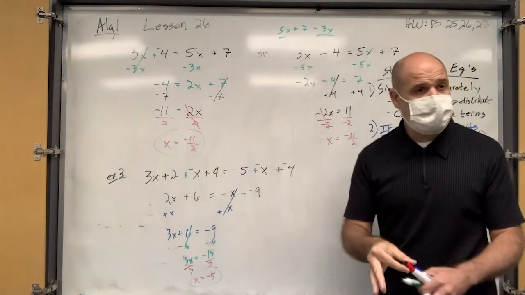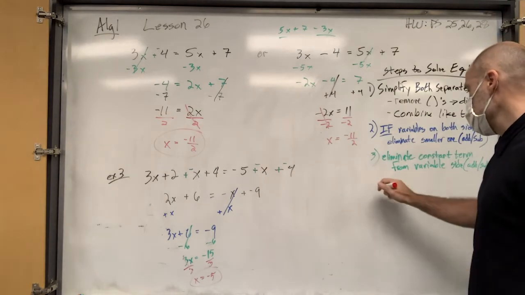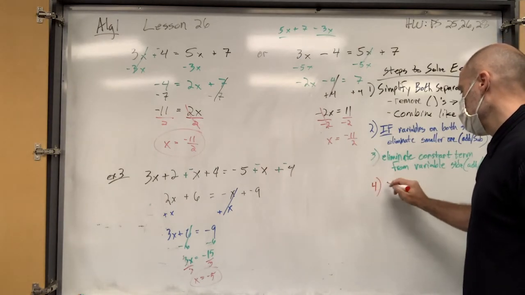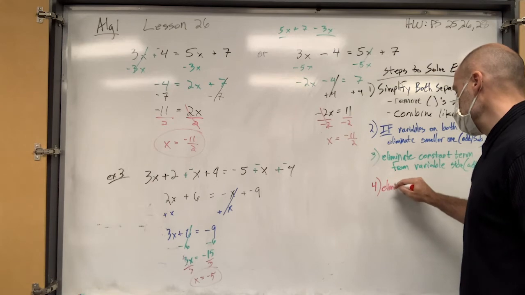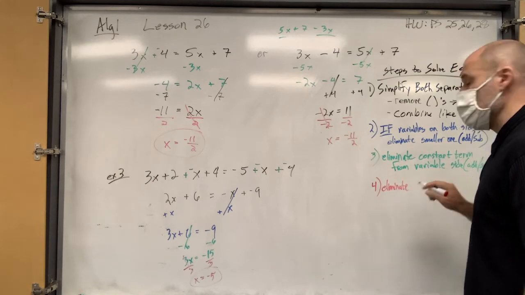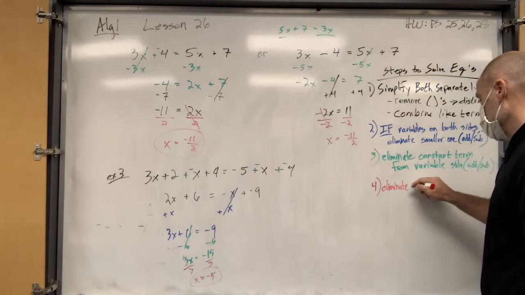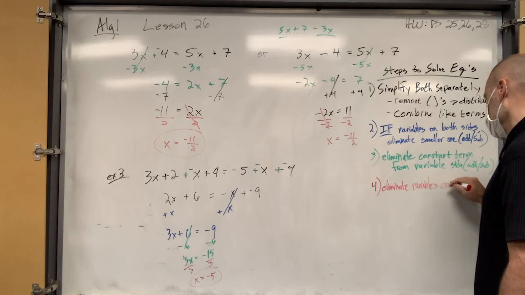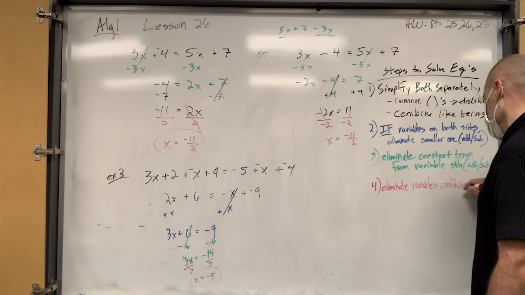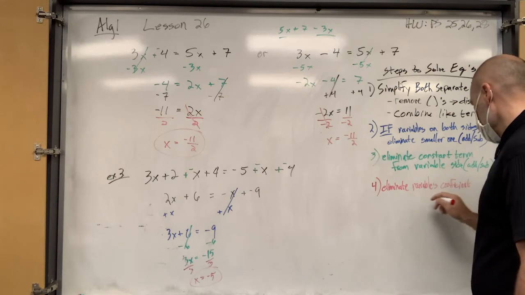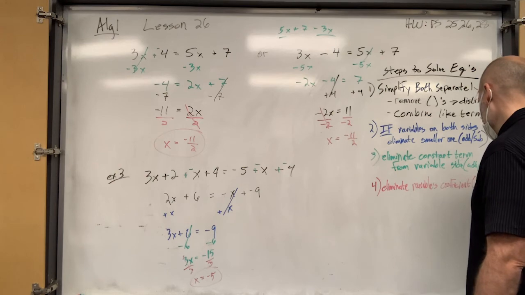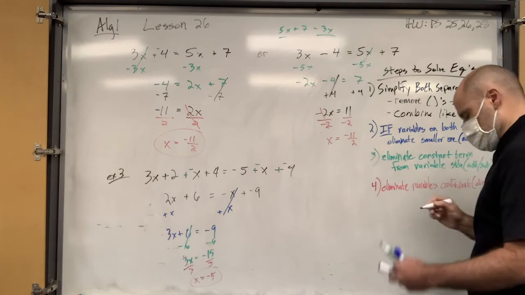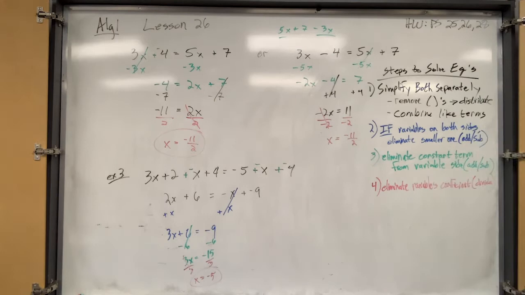Then the last step, you'll always end up here. Eliminate variable's coefficient. Remember, the coefficient is what the variable is being multiplied by. So you're going to always divide. Okay, those are the 4 steps to solve equations. You're going to refer to that a lot.